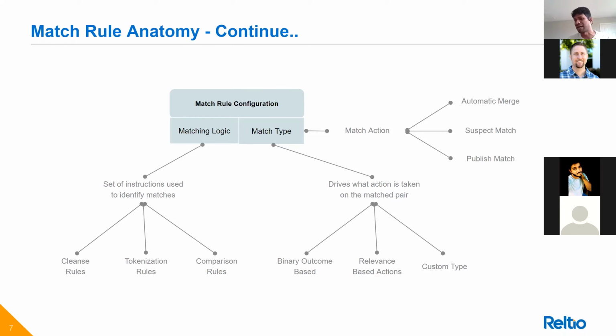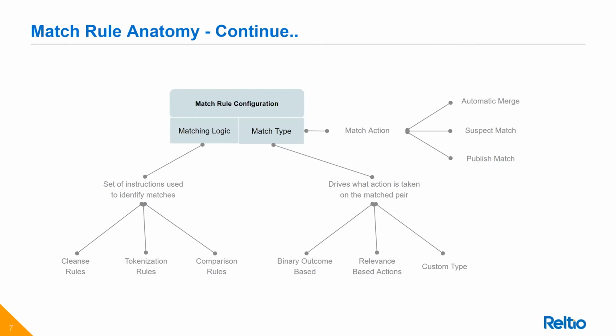So I said I'll talk about that type. This is what I wanted to show. There are three categories of types that you can have: binary outcome based, relevance based actions, and custom type. Binary outcomes are basically where the pair goes through the matching using that match rule and comes out as a match or not a match.